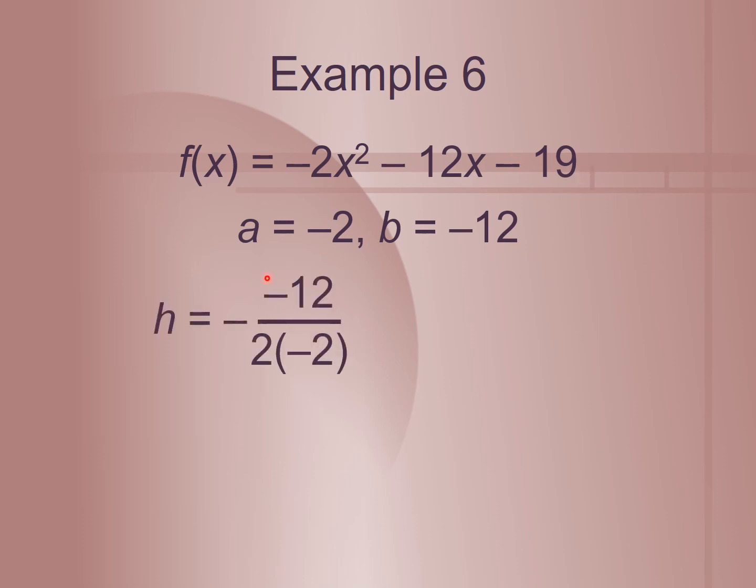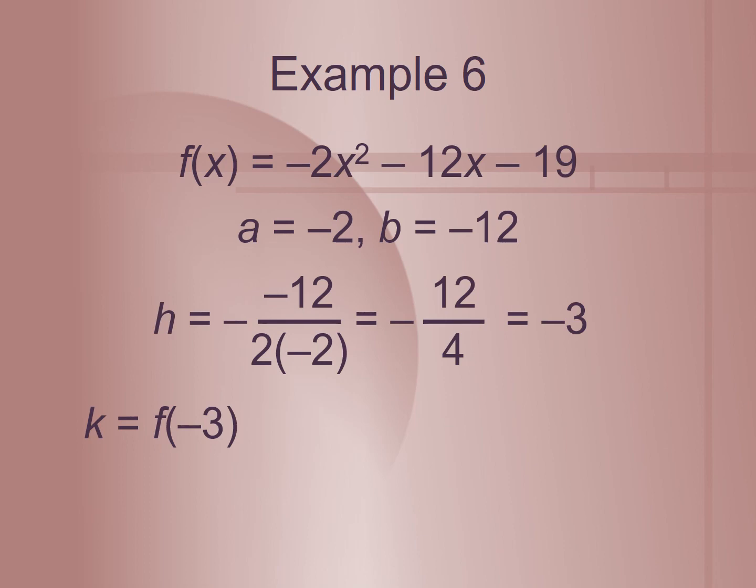And then remember the formula for h is going to be negative b over 2 times a. So because our b was negative 12, we'll put negative 12 here over 2 times negative 2, since our a is negative 2. We'll go ahead and simplify that, and then we end up with negative 12 over 4, which is negative 3. So we know our h is negative 3.